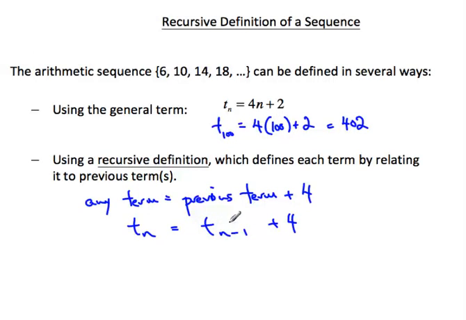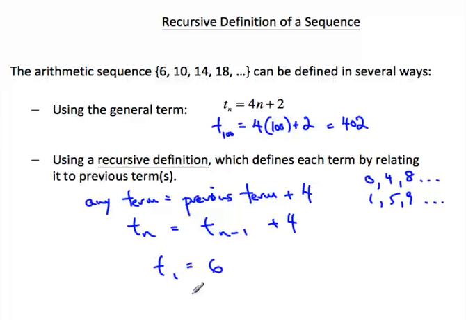Now that's not quite enough to define the sequence, because you can imagine that this could define a sequence like this one, 0, 4, 8, etc. It could also define 1, 5, 9, etc. They all follow this rule. So we have to pin the sequence down by specifying what the first term is. And the first term in this case is 6. So we have to write both this part here, any term is equal to the previous term plus 4, and we need to write the first term.